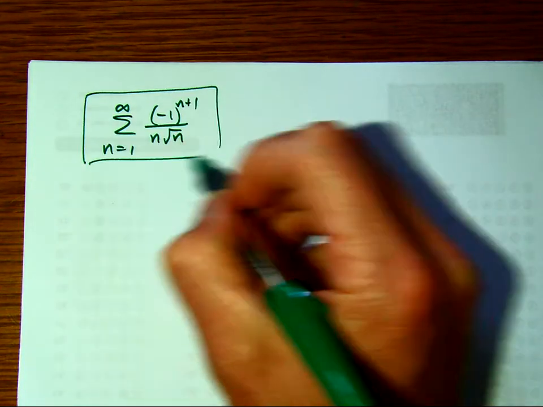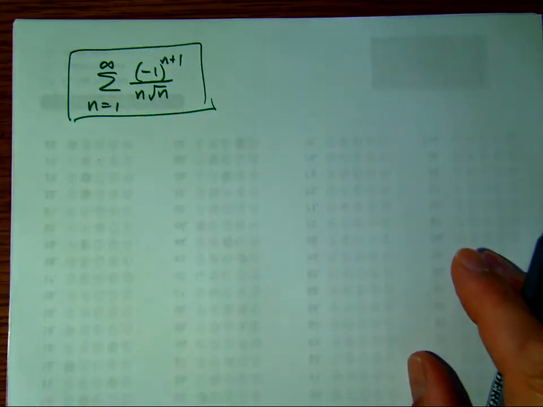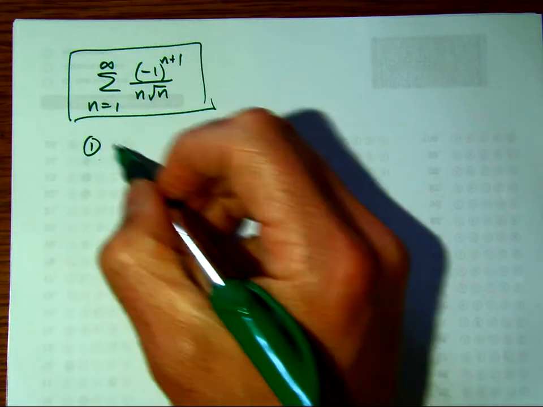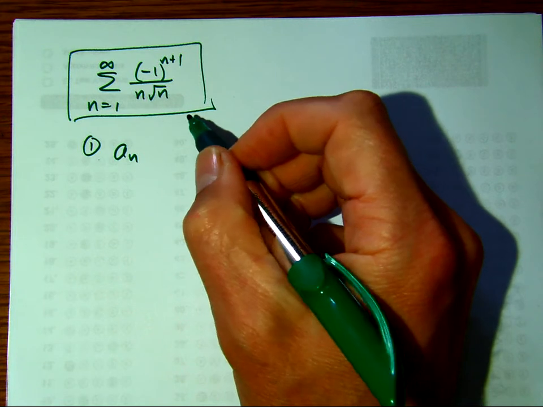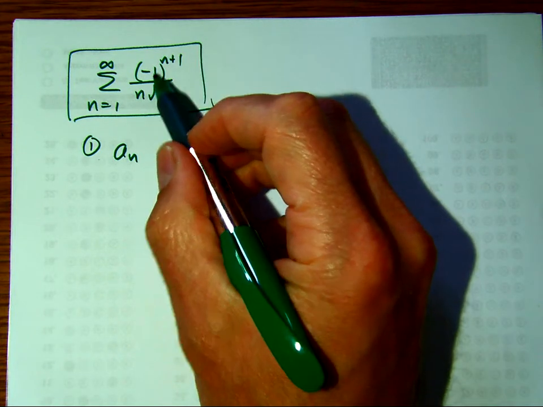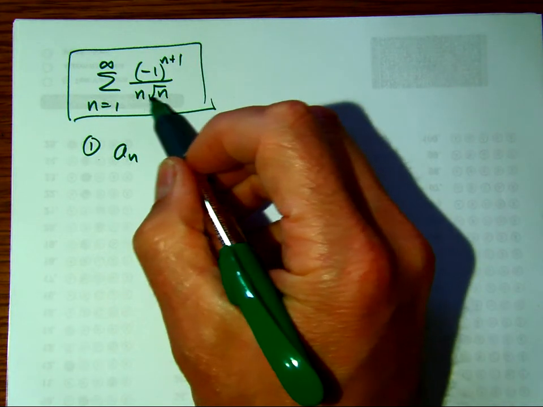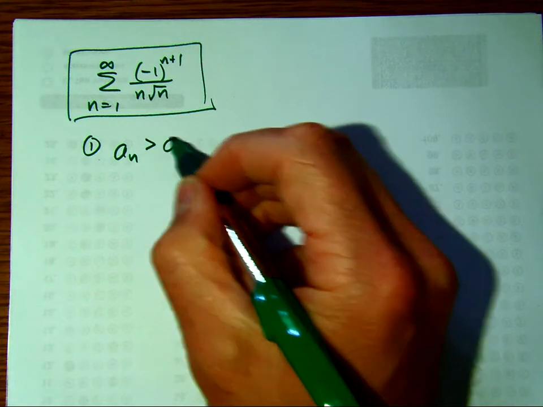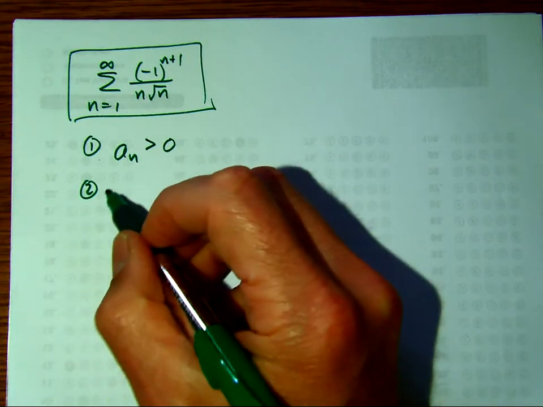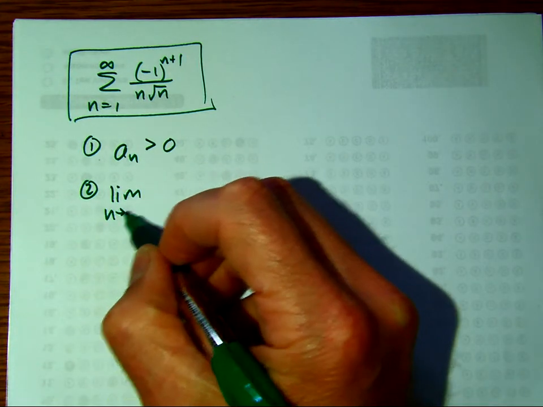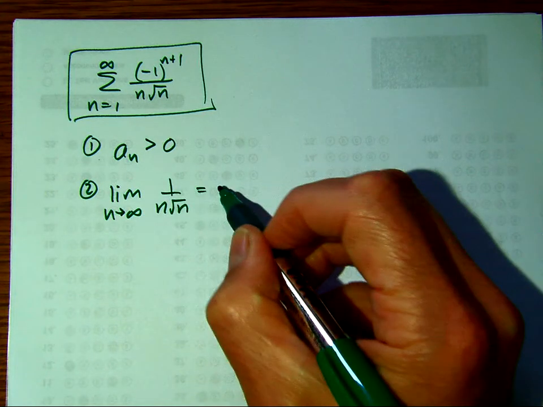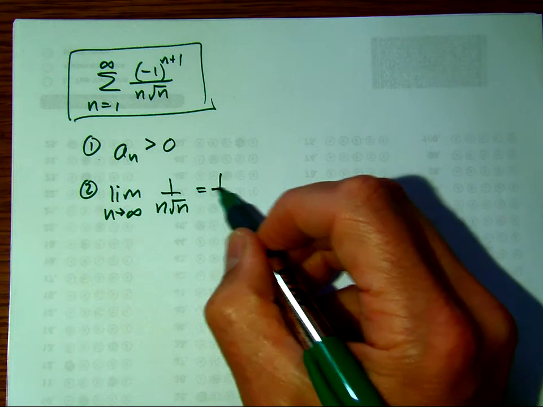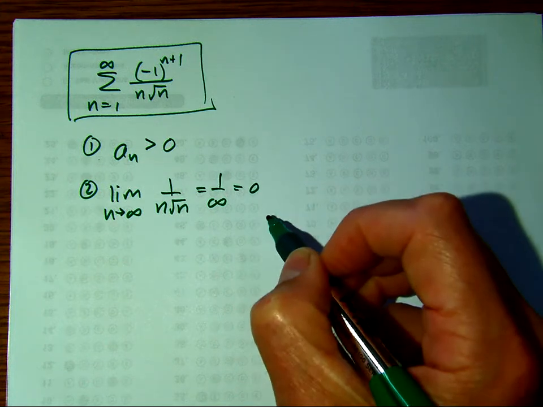Alright, pause the video and try that one. Alright, is the sequence positive, ignoring the -1? We put a 1, a 2, a 3, they're all positive. The sequence values are positive. Let's look at the limit as n goes to infinity. Here the denominator will go to infinity, 1 over infinity, we get 0. Then we have to see if it's decreasing.